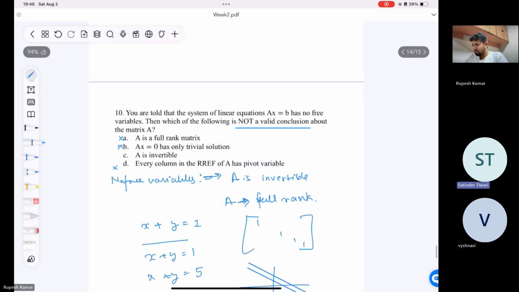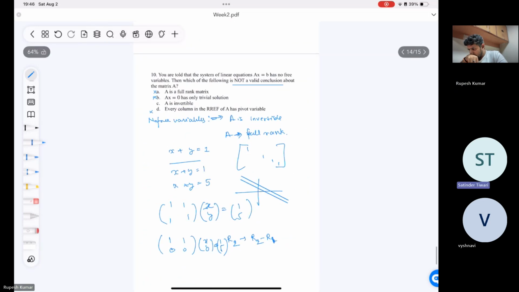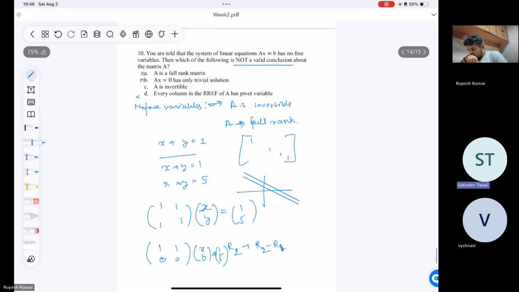Like we can see here, the first pivot is one. x is the pivot variable, but y is not. We can see now that x is the first pivot variable here, right, and y is the free variable. So in this scenario it is written that no free variables are there.